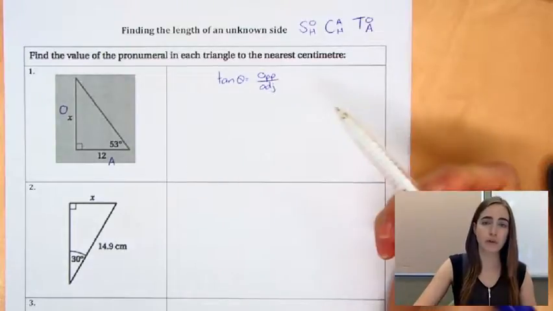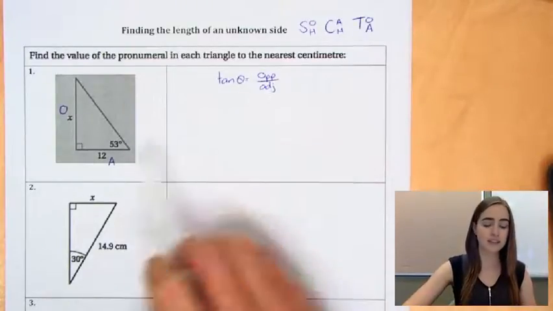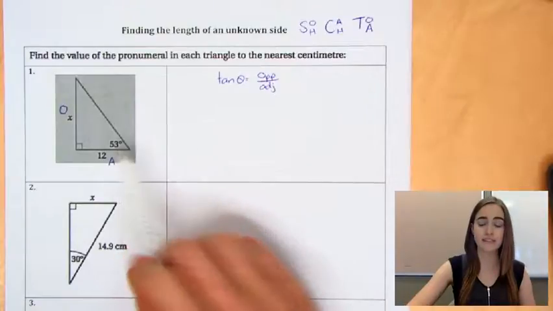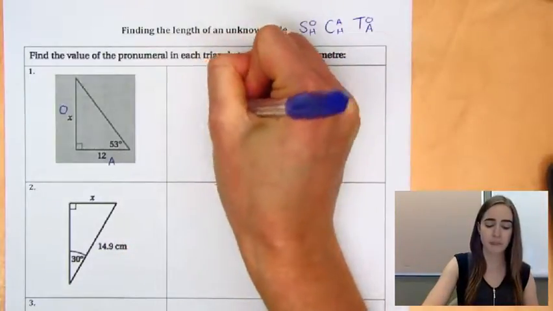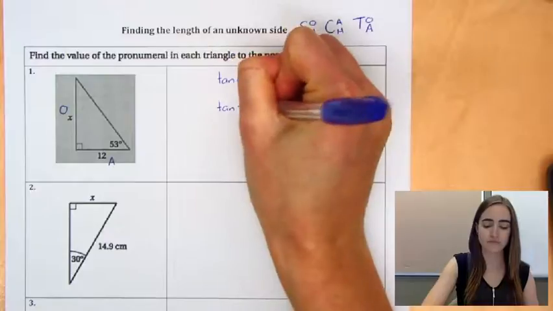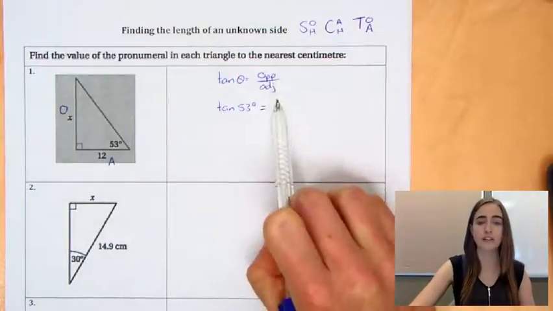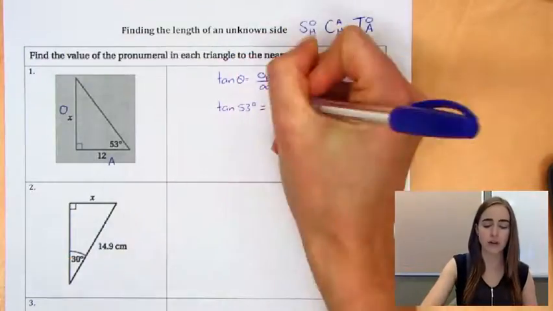Now we're going to fill in what we know. We know that our theta in this triangle is our 53 degrees. That's our angle. So we're going to have tan 53 degrees is equal to our opposite over our adjacent, so that's x over 12.